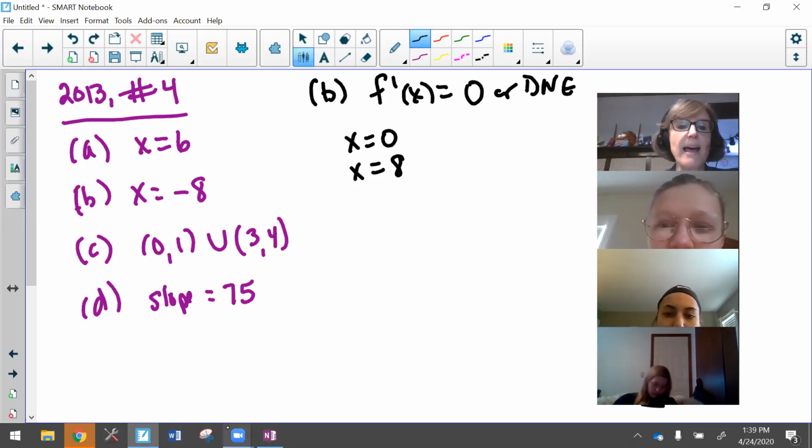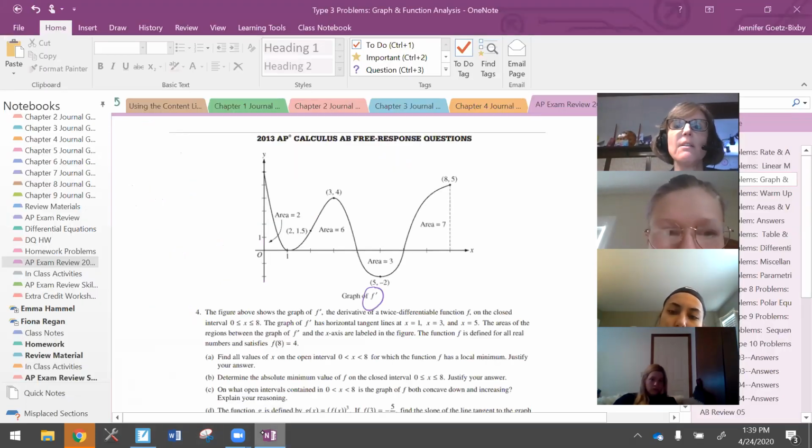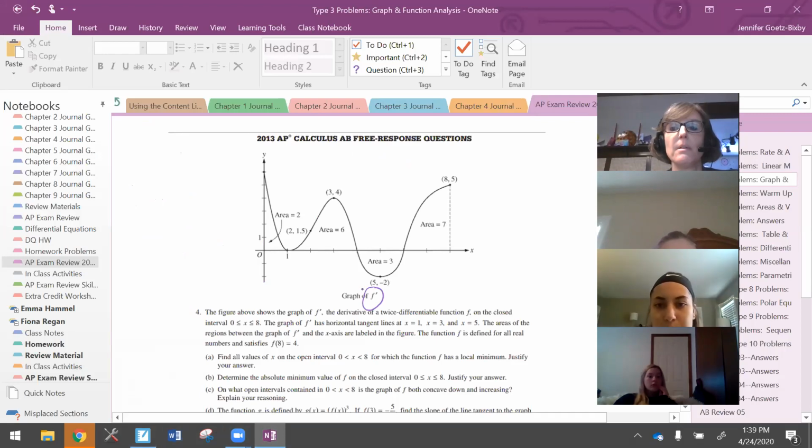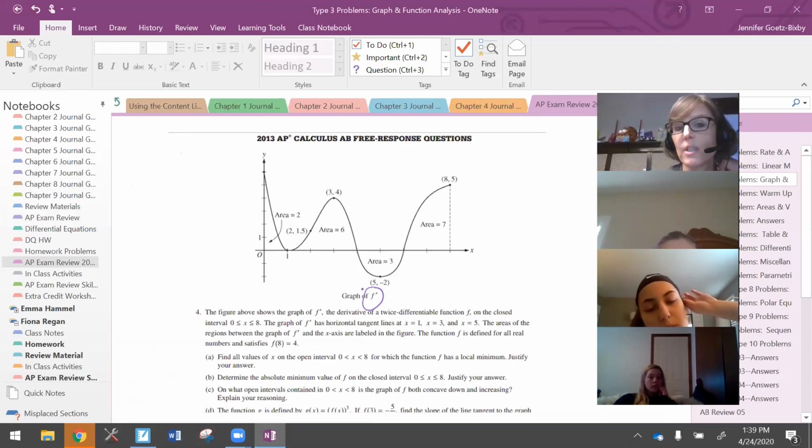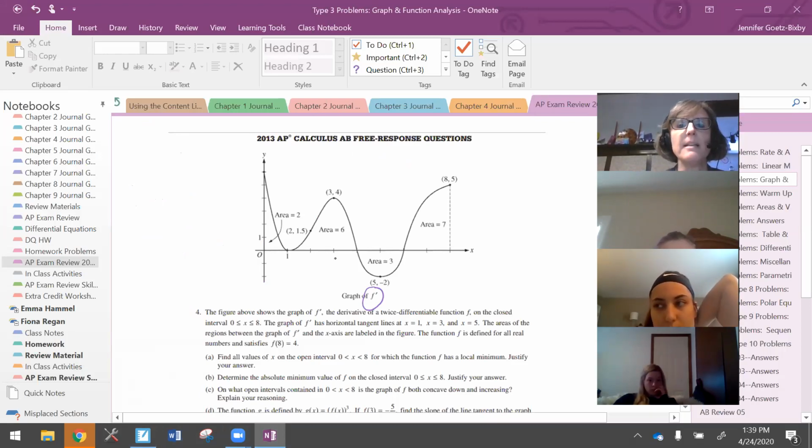Then I'm going to look at my graph here, and I'm looking for places where the graph crosses the x-axis, because this is a graph of f prime, and I'm looking for the places where f prime is equal to 0. Just like we did a little bit in part A, my candidates might be 1, 4, and 6.